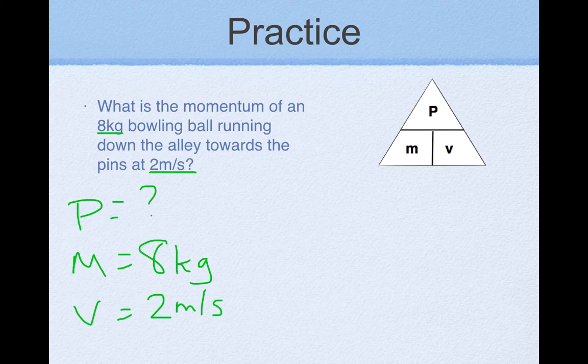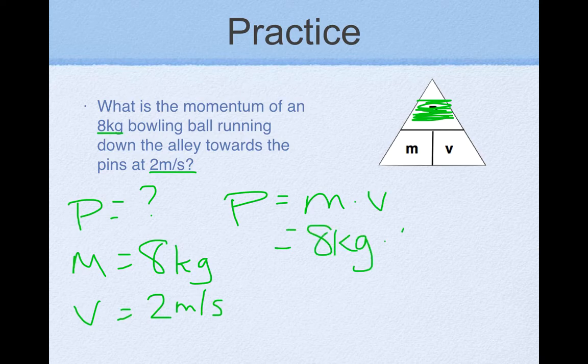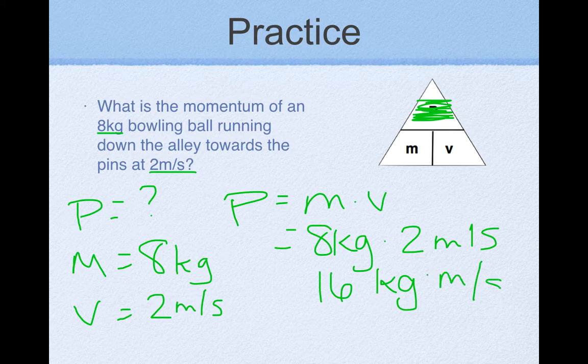If I come over to our formula triangle, I'm trying to find P. So P equals, M and V are next to each other, so I know to multiply. So now I can plug things in. 16. And our units are kilograms times meters per second.